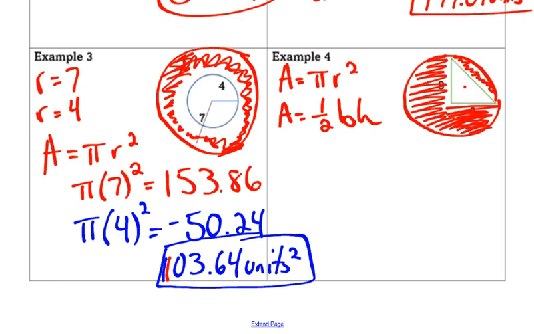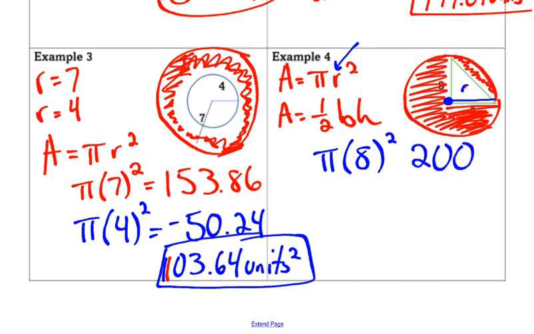The radius is 8. This distance goes from the center of the circle to the edge of the circle. That is the radius. So we're going to plug in 8 for the radius in this equation, and we're going to find out that the whole area is 200.96. That's the area of the circle.